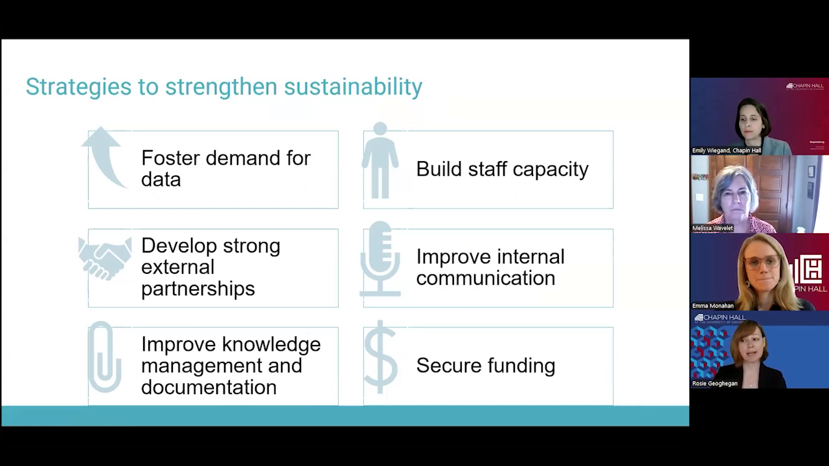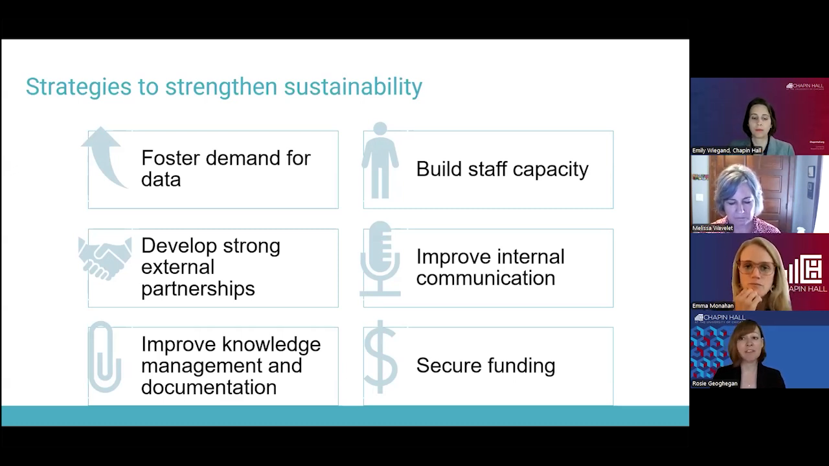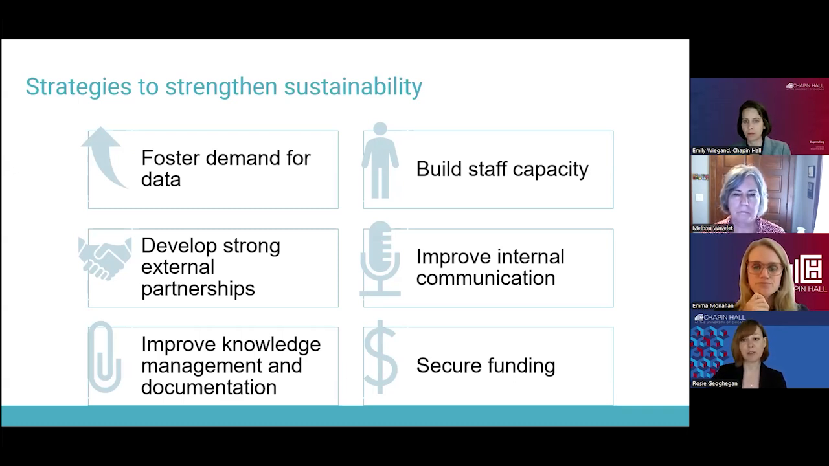Improving knowledge management and documentation. So this can include developing code books, data dictionaries, and also knowledge management. So when somebody leaves the organization, we don't want all their knowledge to leave with them. Next, we have building staff capacity. So this is about hiring and retaining analytic staff, as well as helping to foster data literacy in some of the staff you already have. Improving internal communication, especially between staff with different roles, like program staff who are non-analytic and data scientist or data analyst. And finally, securing funding, both from the state or other sources.